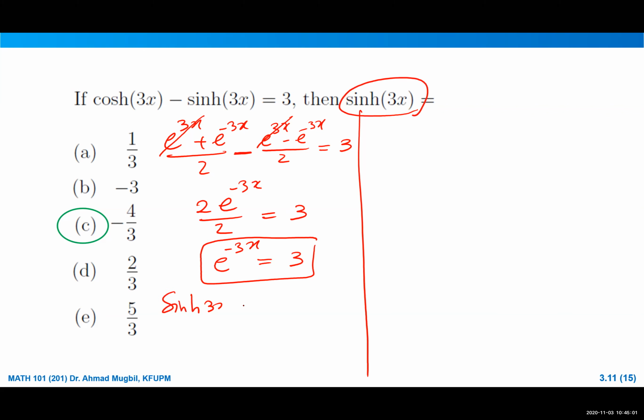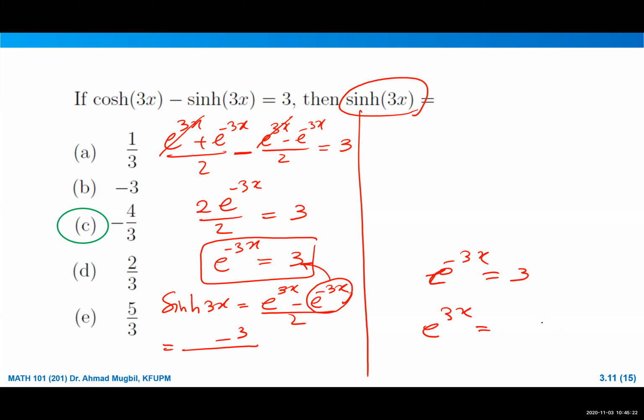Sine hyperbolic 3x, what is it? It is e to the power 3x minus e to the power negative 3x, over 2. Now, what is this? This is 3, so it will be minus 3. If e to the power negative 3x is equal to 3, what will be e to the power 3x? It is 1 over 3.